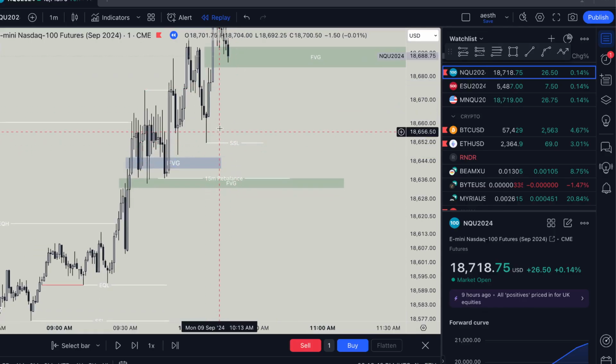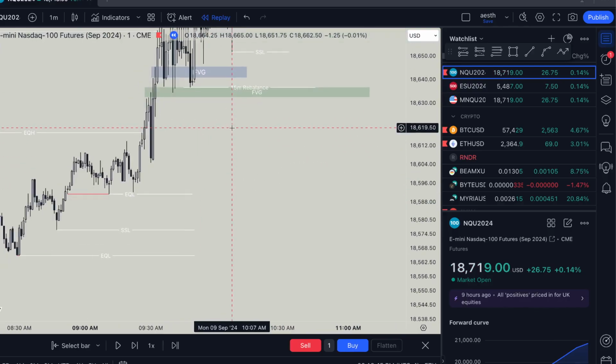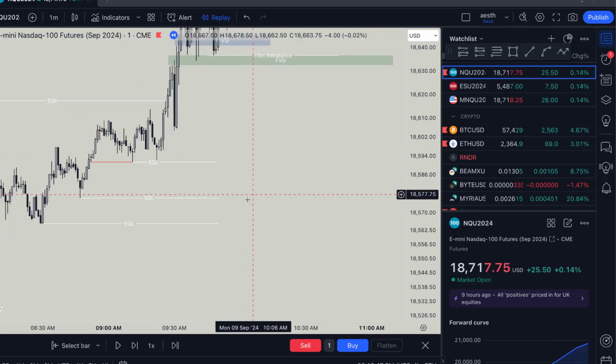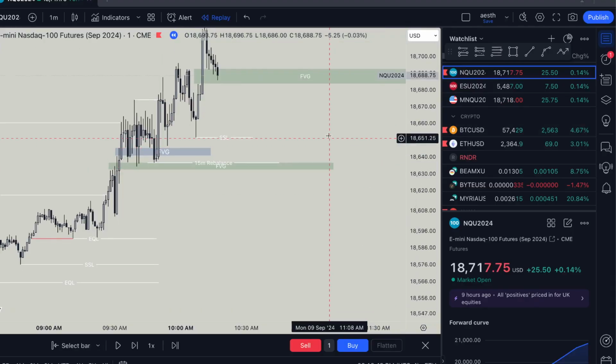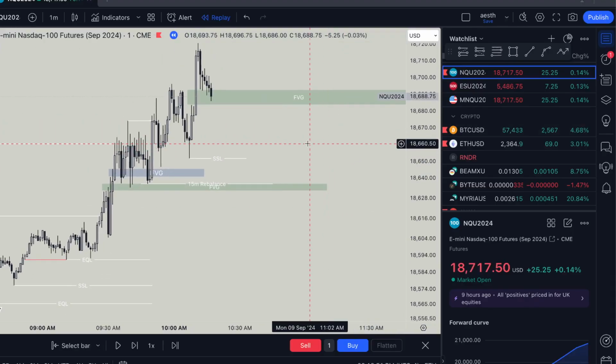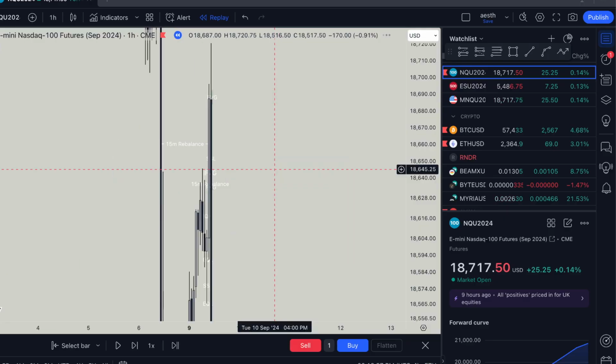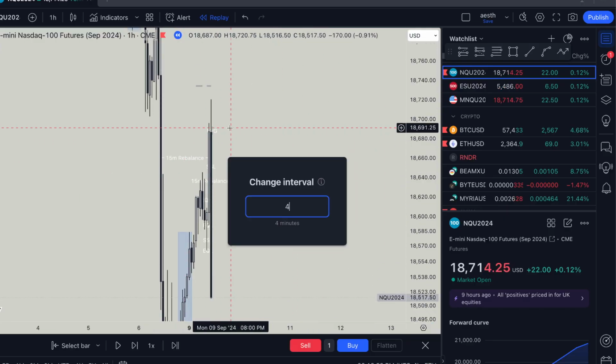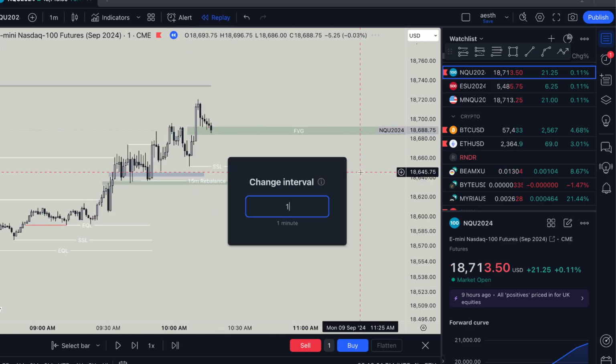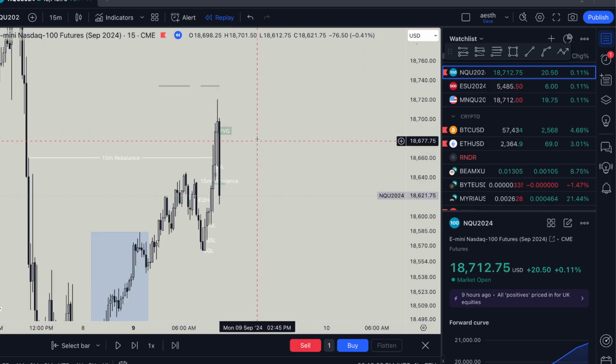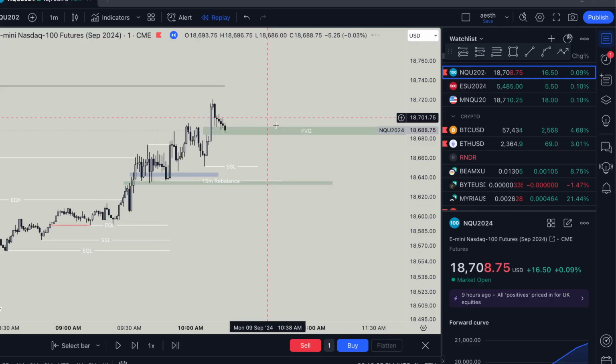You have this clean internal low right here, this 15 minute rebalance, and you still have all these equal lows in the sell side below. So there's really nothing bad about this trade. It's super A+. We're inside a higher time frame bearish fair value gap. This 1 hour, this 4 hour, let's see, 15 minute as well. So everything is aligning here.